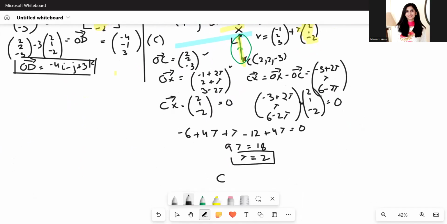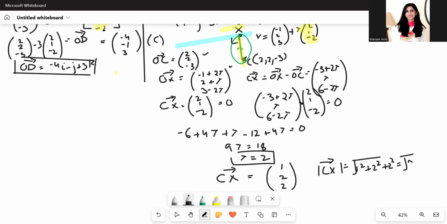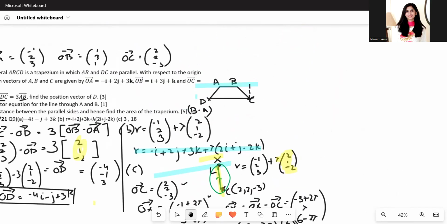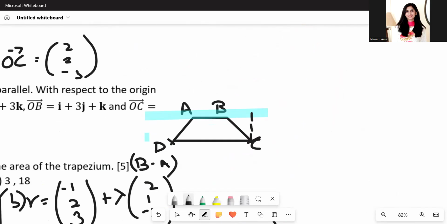Okay, so with lambda equal to 2, CX becomes -3 plus 4, which is 1, then 2, then 6 minus 2 times 2, that's also a 2. The magnitude of CX will be the square root of 1 squared plus 2 squared plus 2 squared, that's the square root of 9, which is 3. So we know that the perpendicular distance between these two parallel lines is 3. Now the formula is half times height, which is 3, times the sum of parallel sides. That's the formula for the area of a trapezium.